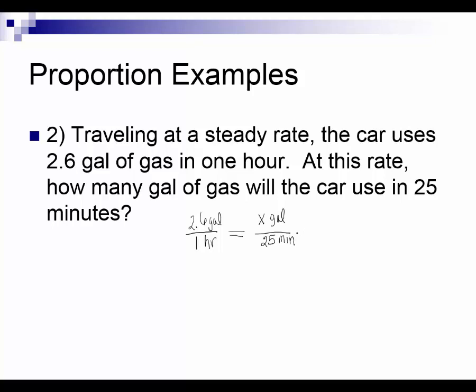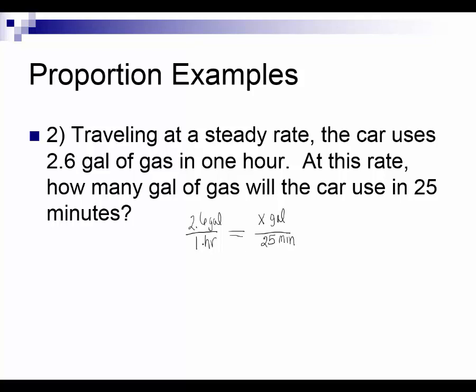I take a look at my proportion. In proportions, I have to have equal fractions. Both of the numerators are equal. But when I look at the denominators, they are different labels. So that's not going to work. So I need to make a new proportion where both the numerators and denominators have the same labels.